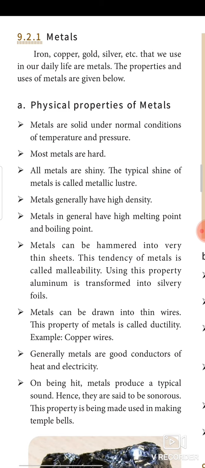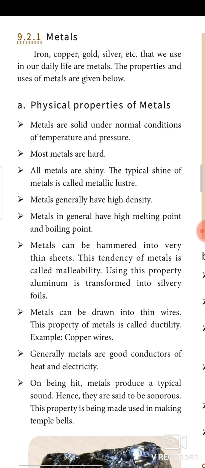Okay. What are the physical properties of metals? First, metals are solid under normal conditions of temperature and pressure. All the metals are solid. The only metal which is in liquid form is mercury, which is used in the thermometer, the silver-like liquid, isn't it? That is known as mercury. That mercury is a metal, but it is in a liquid form. But all the other metals are in solid form.